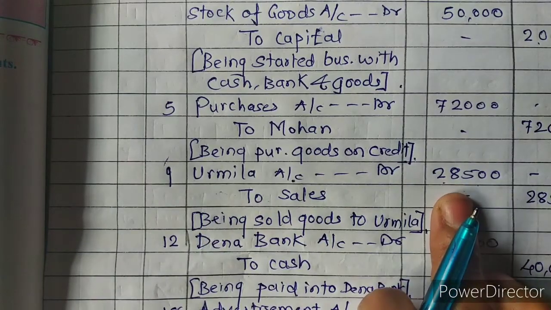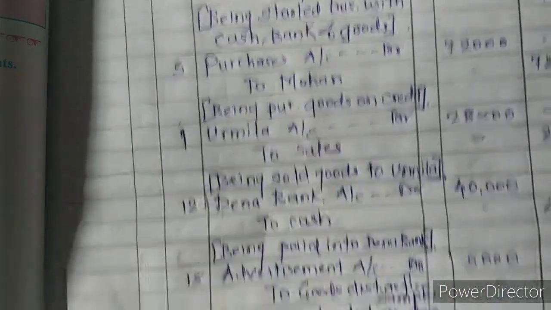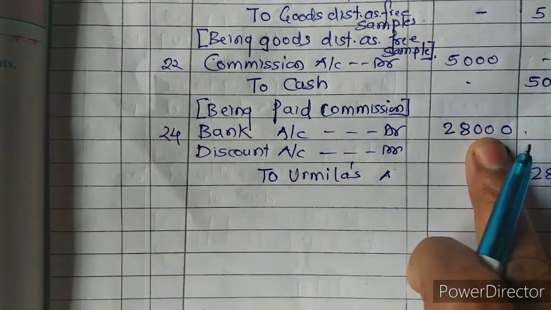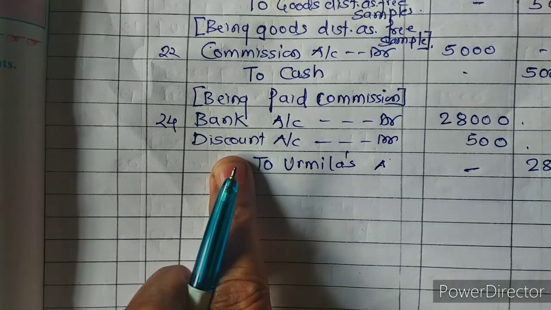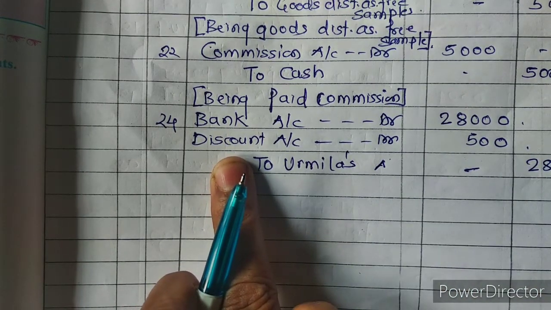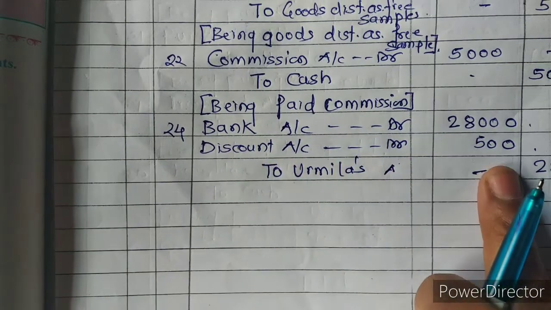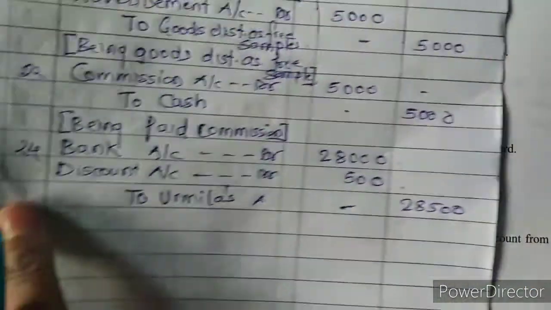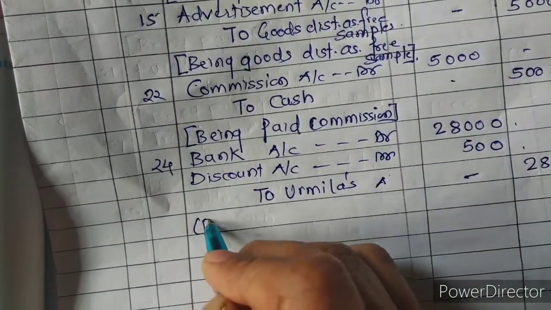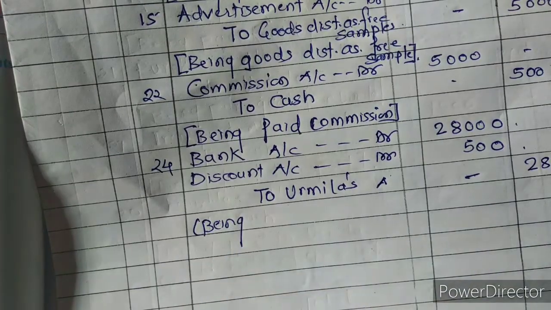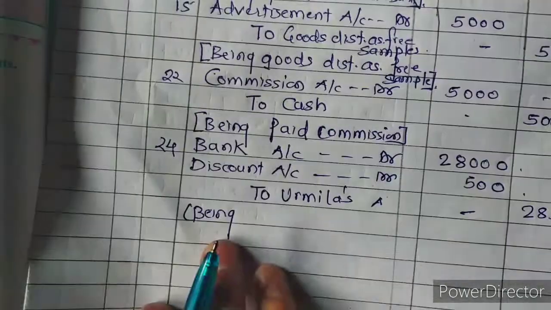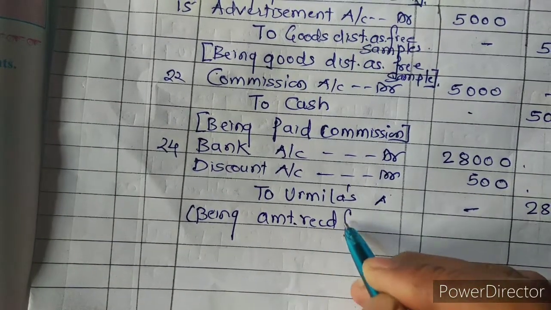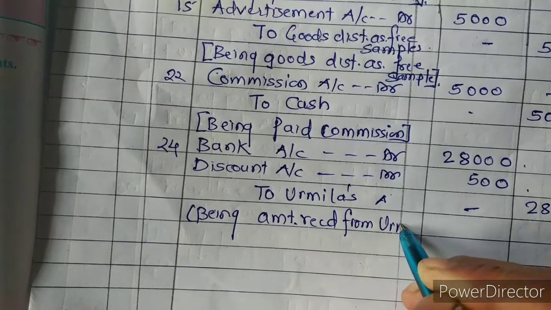We have sold goods to Urmila rupees 28,500, and from Urmila we have received rupees 28,000. So bank account debit 28,000. We have given discount, and the discount is an expense. So discount account debit 500 to Urmila's account 28,500. Being amount received from Urmila.